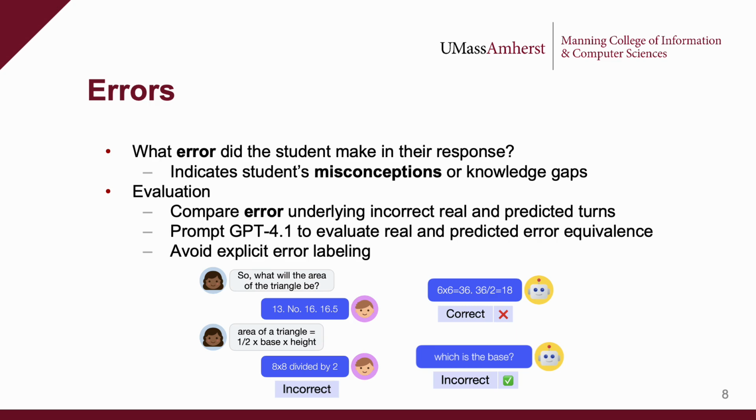Our third metric is errors, which measures when students make an incorrect response to the tutor, what exact error did they make? This indicates students' particular misconceptions or knowledge gaps. We again use prompting to compare if the ground truth and simulated turn make the same exact error or both incorrect, making a different error.